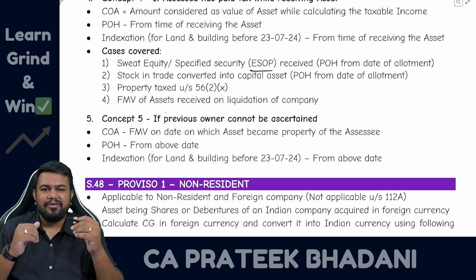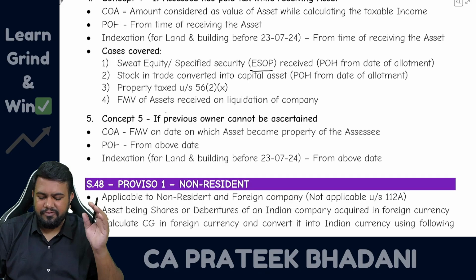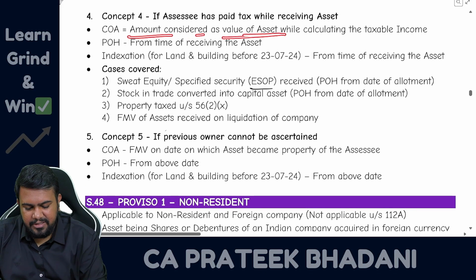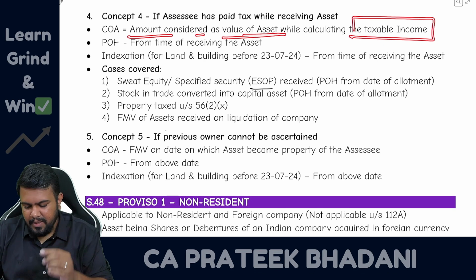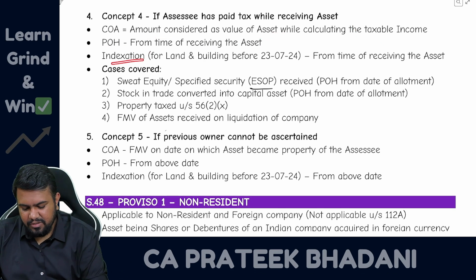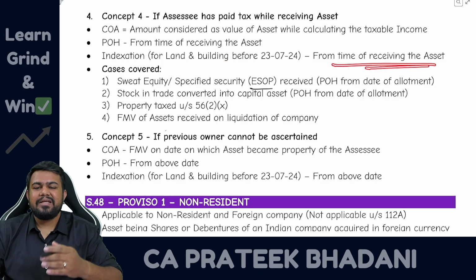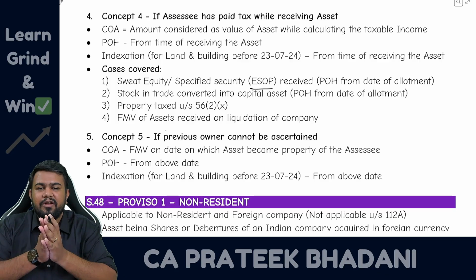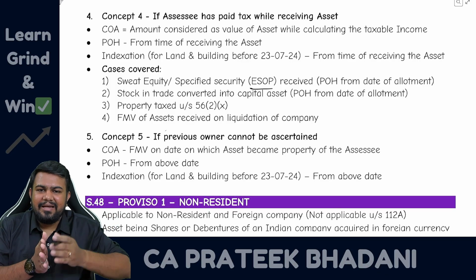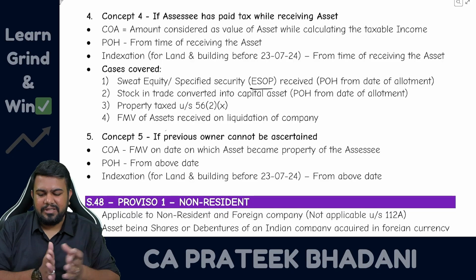Whenever you are receiving assets on liquidation, then also fair market value will be considered as cost of acquisition of the asset. So here cost of acquisition is equal to the amount considered as value of the asset while calculating the taxable income. Period of holding should be taken from the time of receiving the asset, and indexation also, only for land and building cases, those special cases. From the time of receiving the asset, you will calculate the indexation. Since you have paid the tax, that is why when you receive the asset itself, start calculating period of holding. Similarly, indexation also will start from the date of receiving the asset.